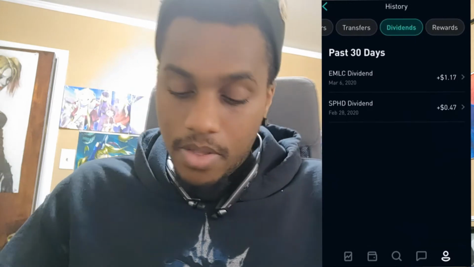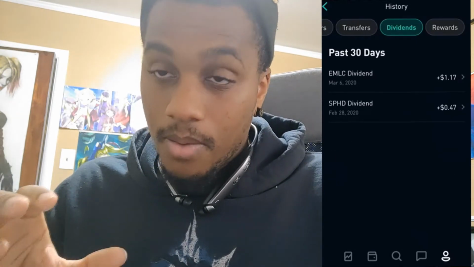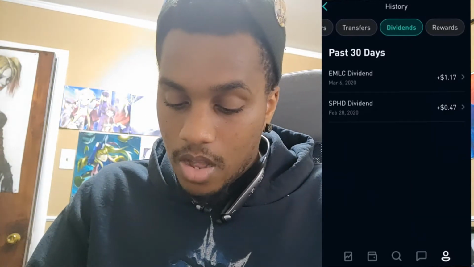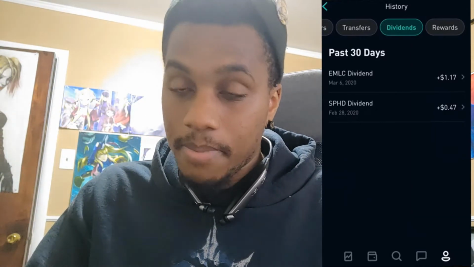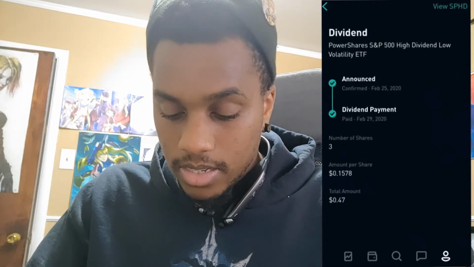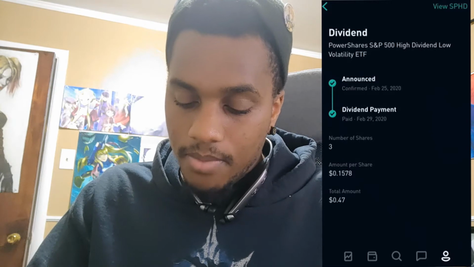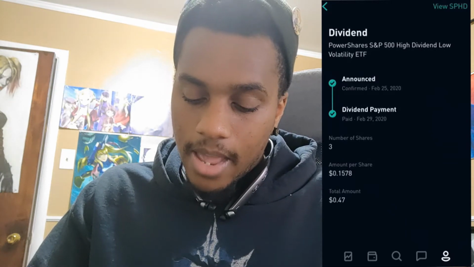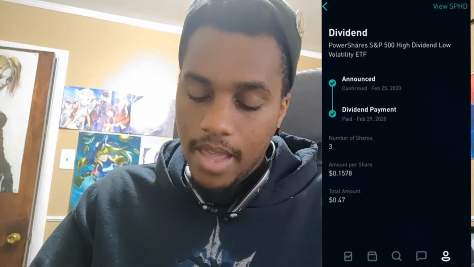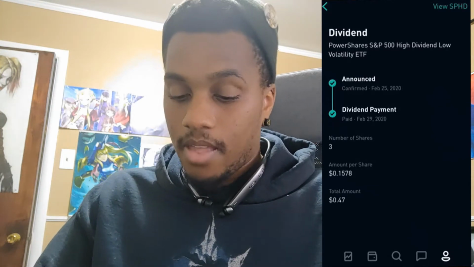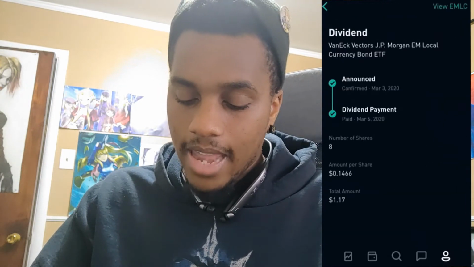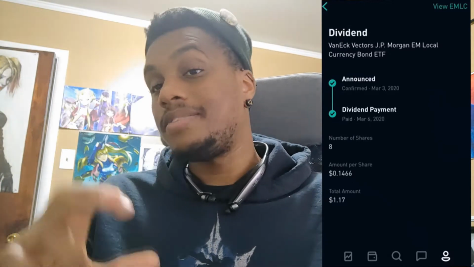All right, so here it's going to show you how much I've actually received from owning these stocks. Like I said, when I first started off around February 28, the SPHD paid out their dividends. I did not have a lot at the time, but if I click on it, it should tell I had 3 shares. And from those 3 shares, they paid out 0.1578, and I had 3, so I roughly made 47 cents. And at the time, I did have this other dividend share. The following month after that, I had 8, and it roughly paid me $1.17.